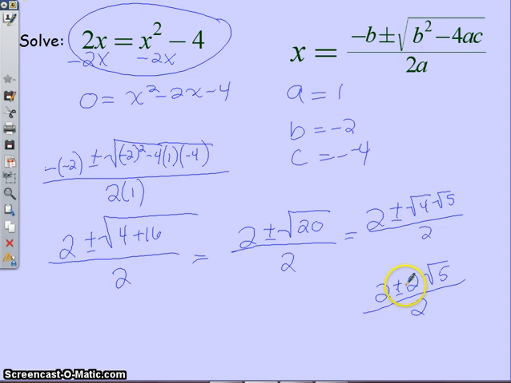Yes, these terms are joined by addition and subtraction, but they're both being divided by 2, so I can clean up that whole thing. 2 divided by 2 gives me 1 plus or minus 2 divided by 2, which is still 1, and it's 1 what? 1 square root of 5. Not a pretty number, but a value nonetheless.